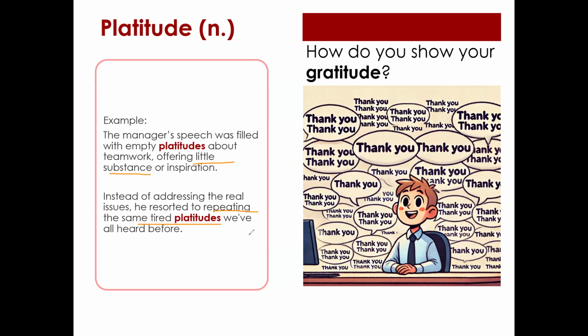So, how do we memorize it? I'm sure you guys know the word gratitude. To show gratitude is to say that you are thankful. So, how do you usually show your gratitude? You only say thank you, right? You can see the picture here saying thank you over and over again. It's so overused it becomes a platitude.